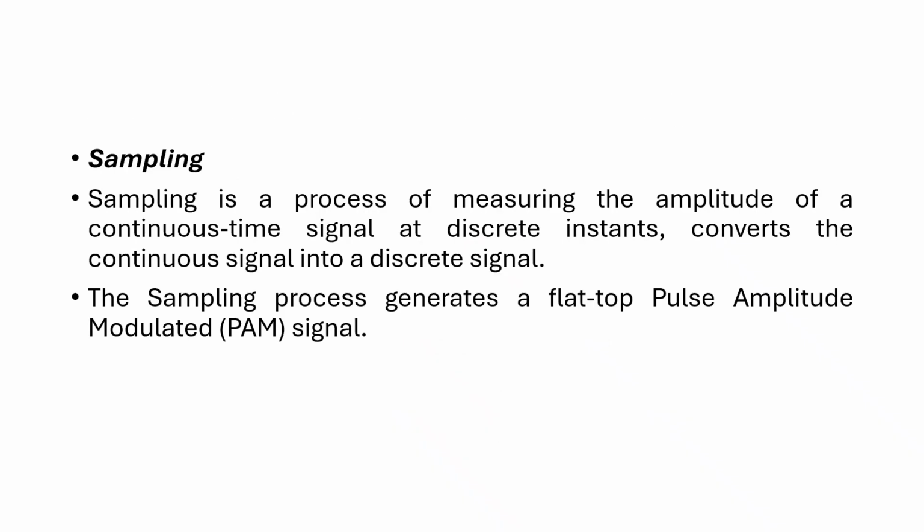This is elaborated in the following session. Sampling is a process of measuring the amplitude of the continuous time signal at discrete instants, which converts the continuous time signal into a discrete signal. The sampling process generates a flat top pulse amplitude modulated signal.